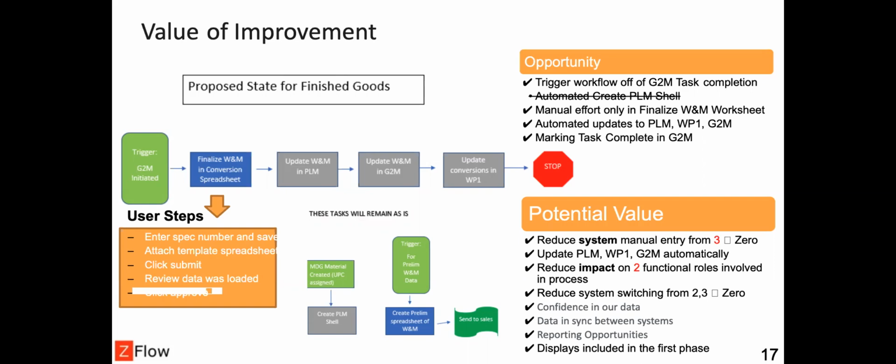Instead, they fill out this spreadsheet, which they're going to email to the sales team. Let's take that spreadsheet, put it in zFlow, and update PLM, go-to-market, and WP1 all automatically. And then the system will finish. So now we know all of them are in sync. There are no typos or copy paste errors. And not only that, we save a bunch of time with them not having to re-enter the same values into every system.